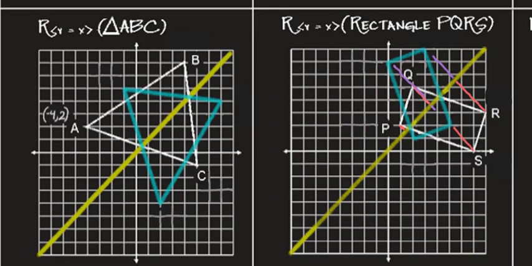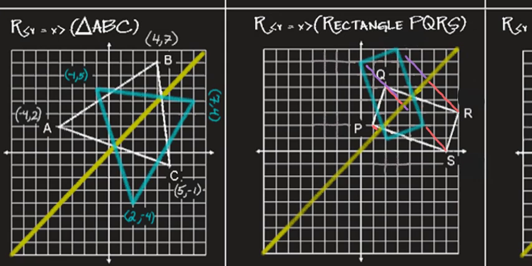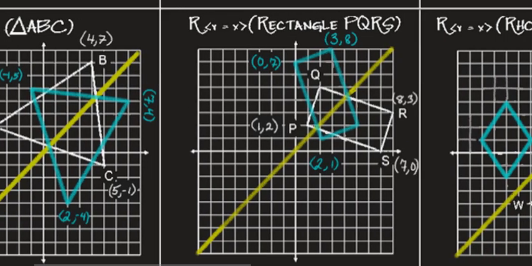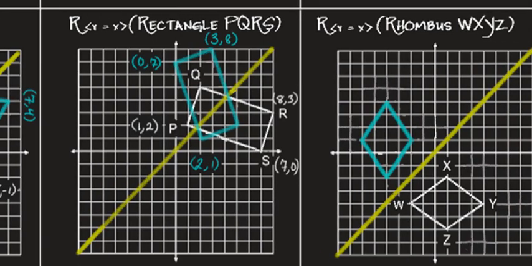Pre-image coordinates of A, -4, 2. Image coordinates, 2, -4. B, 4, 7. B prime, 7, 4. C, 5, -1. C prime, -1, 5. Do you notice a pattern? P, 1, 2. P prime, 2, 1. R, 8, 3. R prime, 3, 8. S, 7, 0. S prime, 0, 7. Please pause the video and find the coordinates for the last example.